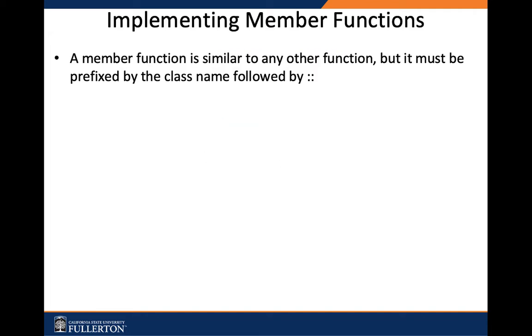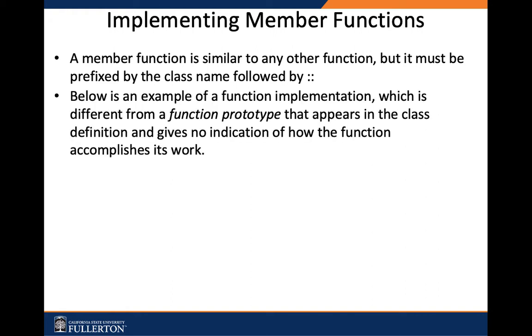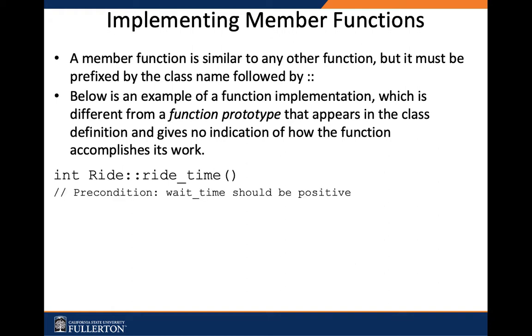A member function is similar to any other function, but it must be prefixed by the class name, followed by double colon. Below is an example of function implementation, which is different from a function prototype that appears in the class definition. The function prototype gives no indication of how the function accomplishes its work. So we have the function writeTime, which has no arguments and belongs to the class Write.